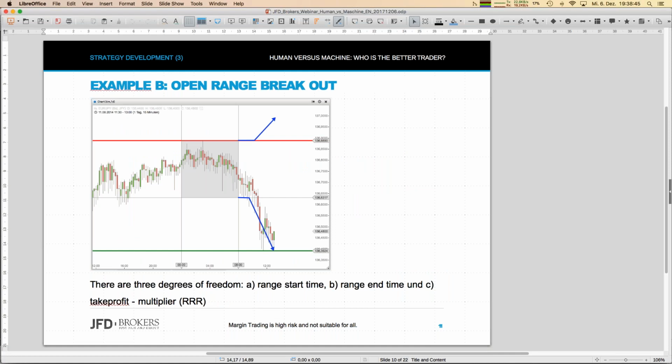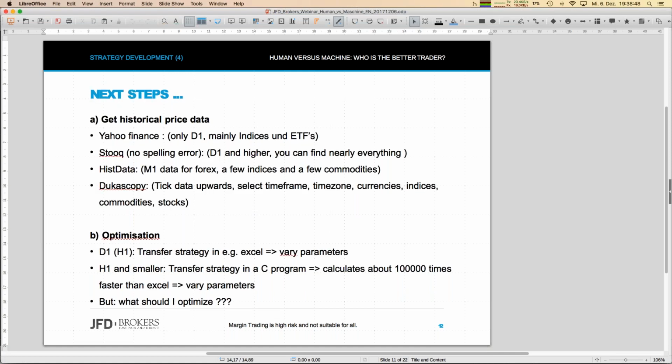So if we want to do something like that, and in order to optimize the strategy, first we need historical price data. And you see some different sources here that I personally use. Those are Yahoo Finance for D1 data, Stooq for D1 and smaller time frames, and Dukascopy again for smaller time frames. Those sources are all free, so you don't have to pay for the data. And that's what we need in order to investigate our specific strategy.